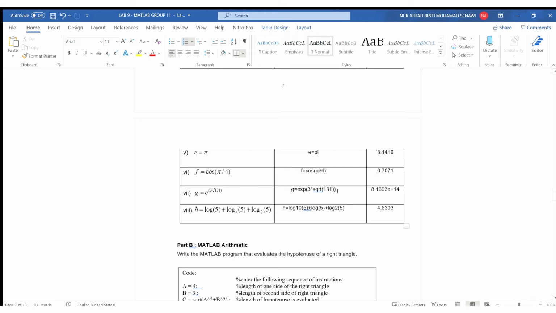And then the last one is H equals log 5 plus log base e 5 plus log base 2 5. So in MATLAB, H equals log10 times 5 plus log e is equal to 1. So log times 5 plus log2 base 2 times 5. So this is the answer.